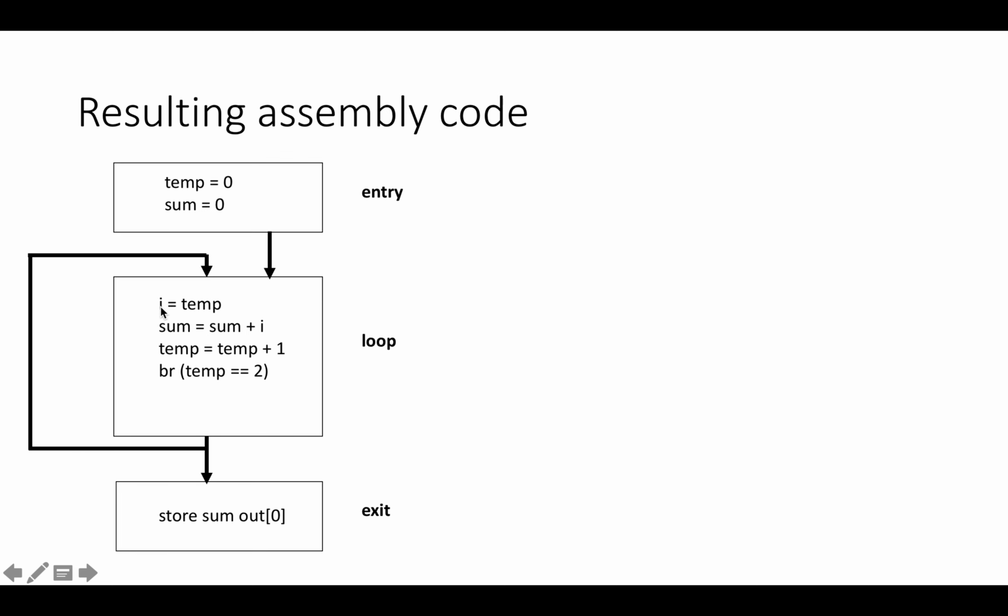And then in each iteration of the loop, we're going to set i to be equal to temp, so it'll initially be equal to 0. We're going to add i to the sum. Then we're going to set temp to be itself plus 1, and then we're going to branch. Excuse me, if temp is equal to 2, we're going to exit, and if temp is not equal to 2, then we're going to loop backwards. And then in the exit, we're going to store the result to the 0th entry of out.